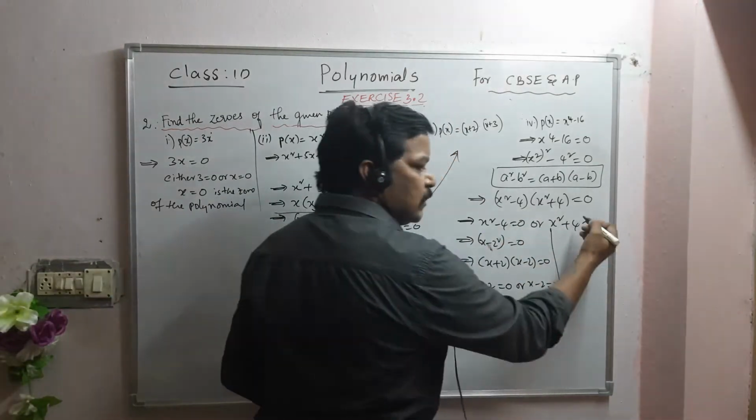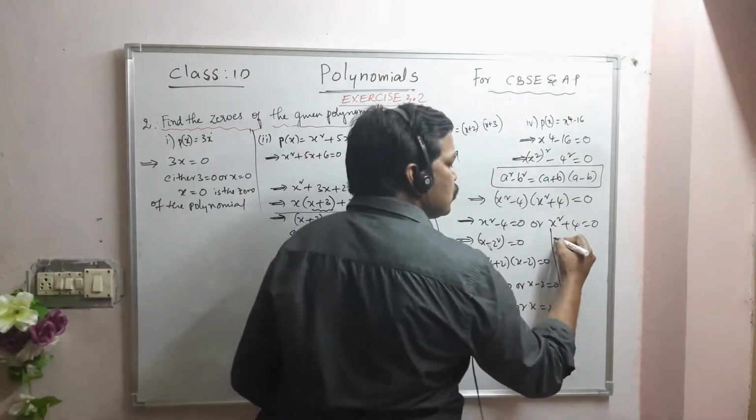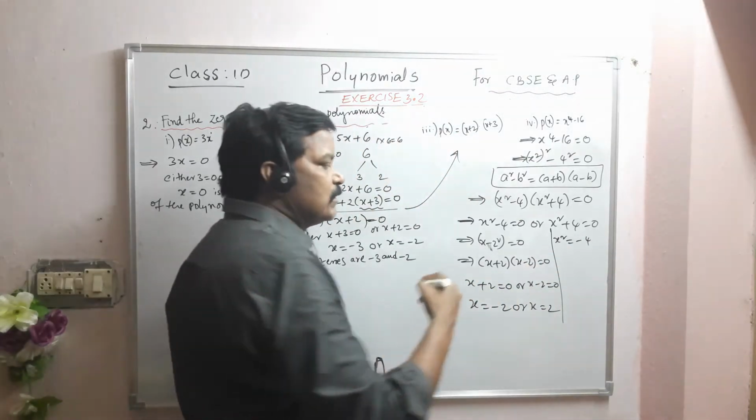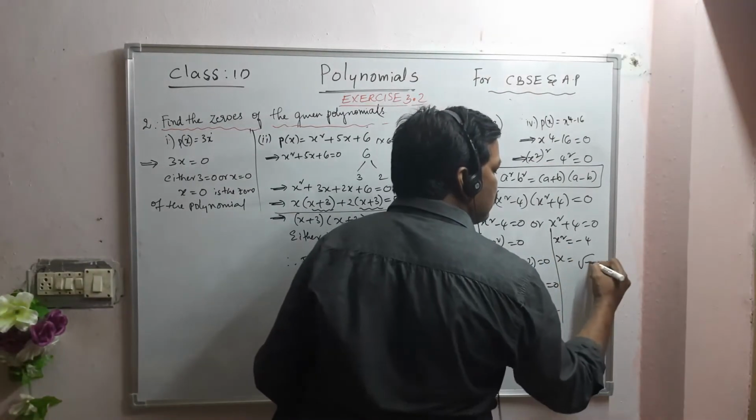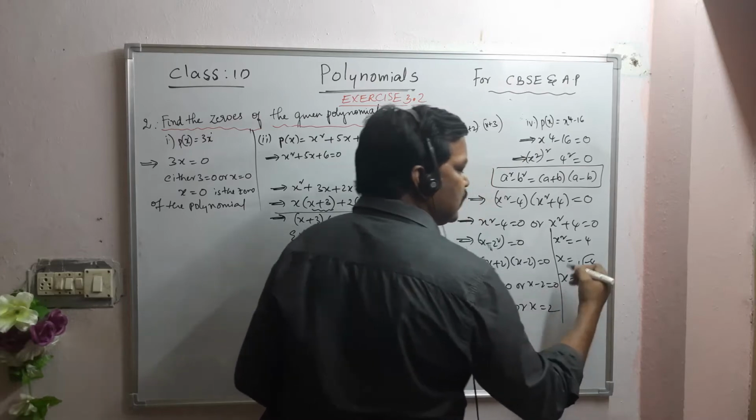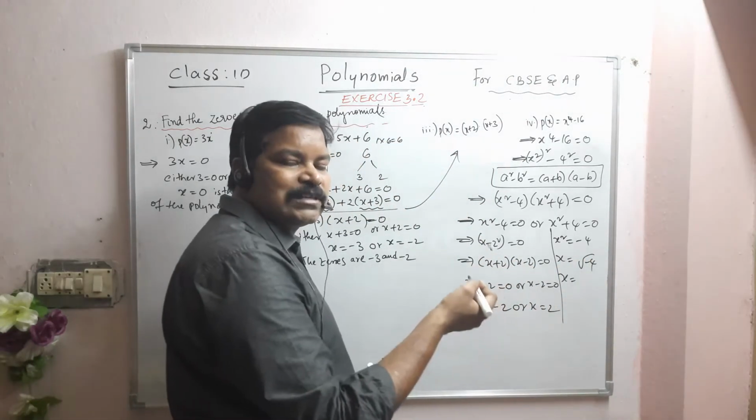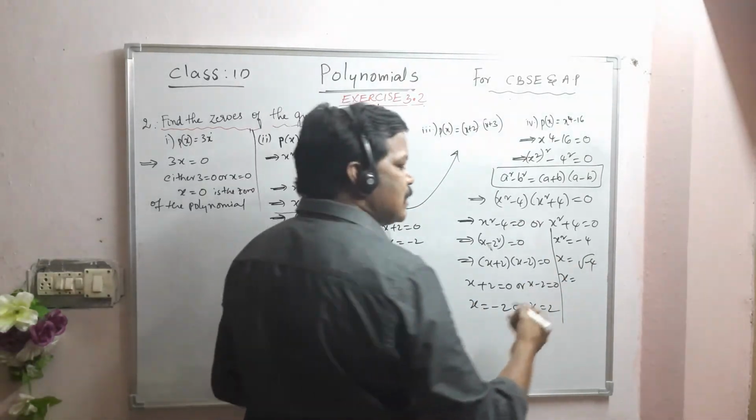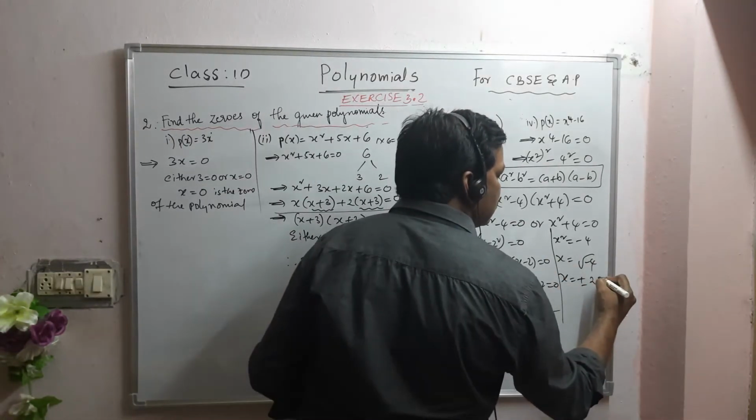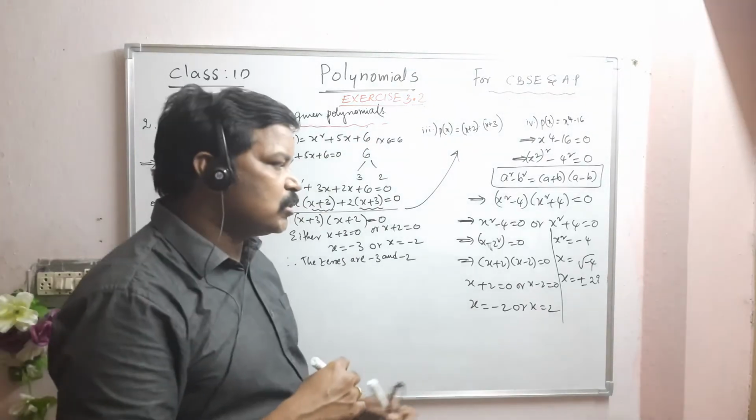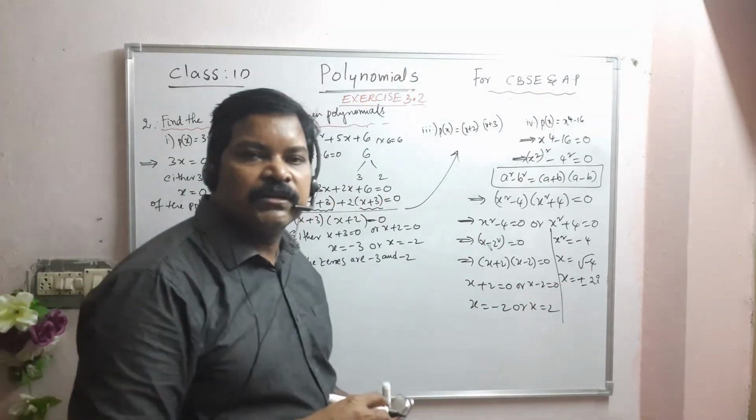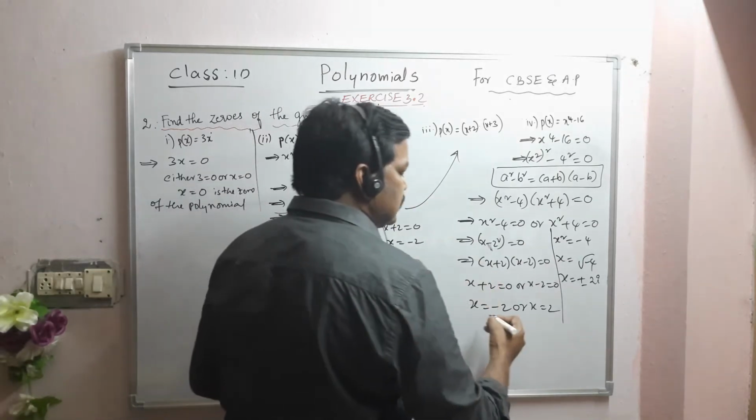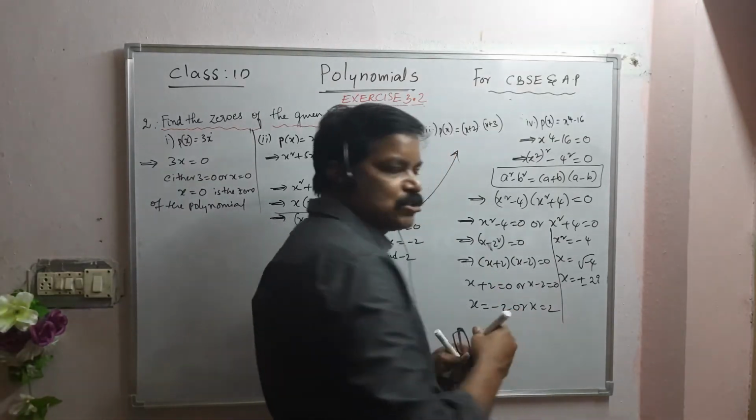Here x square plus 4 is equal to 0. x square is equal to minus 4. See, x is equal to square root of minus 4. Actually, the negative number does not exist in the square root. Such numbers are called complex numbers. So this is plus or minus 2i. Actually, we do not deal with the imaginary numbers. So the zeros are here, minus 2 and plus 2.